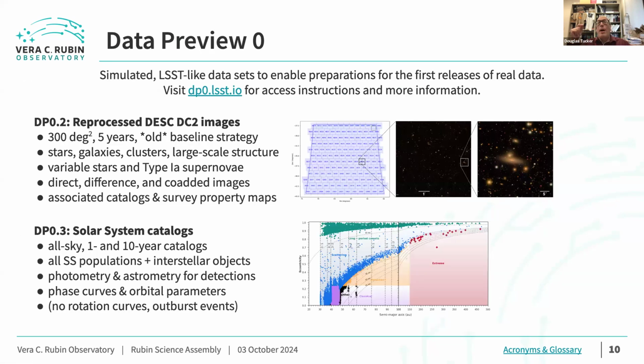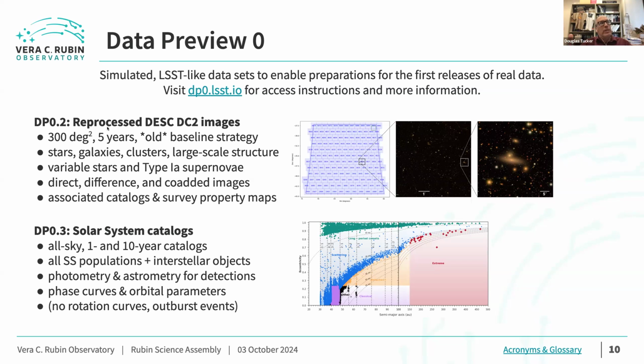Now let's talk about Data Preview 0 itself. It consists of simulated LSST-like data sets to enable preparations for the first releases of real on-sky data. Once again, we'll see this link many times, dp0.lsst.io. We'll revisit that over and over again. Data Preview 0 is composed of two parts, DP0.2 and DP0.3. These are separate data sets. DP0.2 is more galactic and extragalactic. DP0.3 is solar system catalogs.